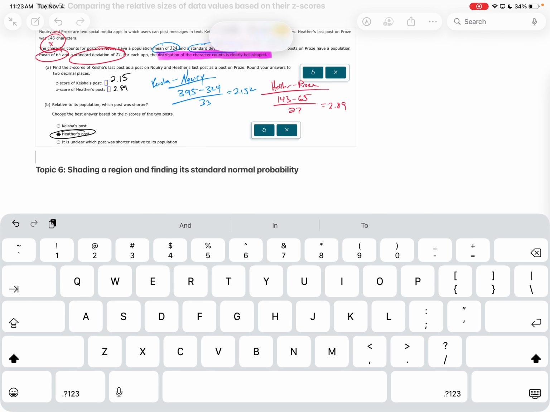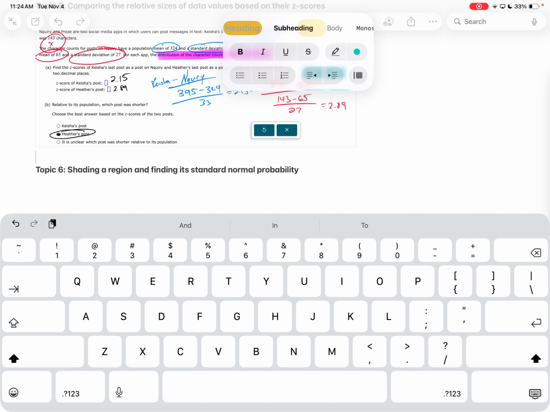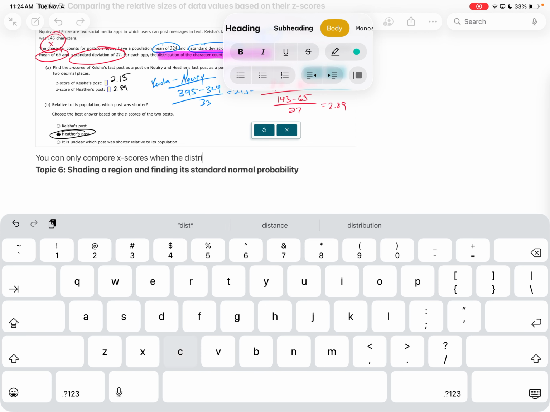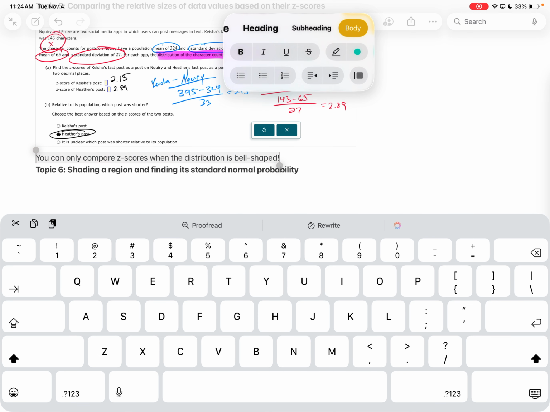I wonder if I can make this big right here. Heading. I don't want to do that. I'll bold it. You can only compare z-scores when the distribution is bell-shaped. Okay. So we are only talking about, this is called a normal distribution. We'll talk about normal distribution next.